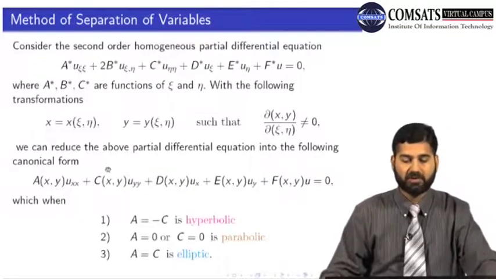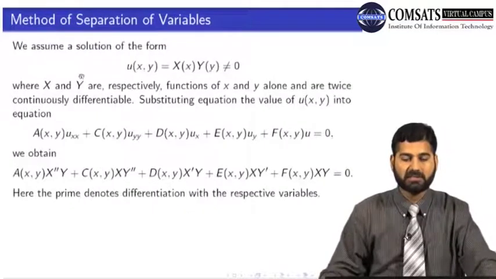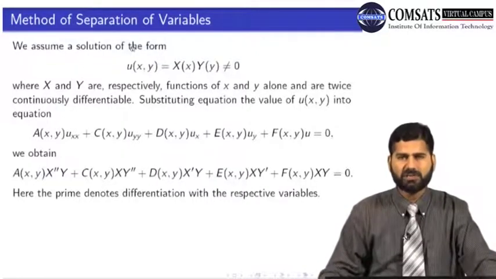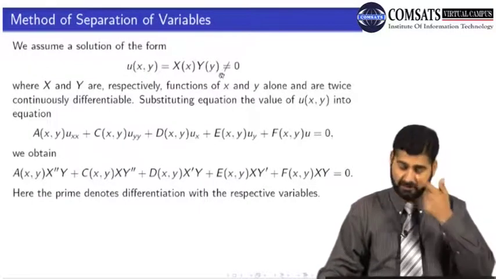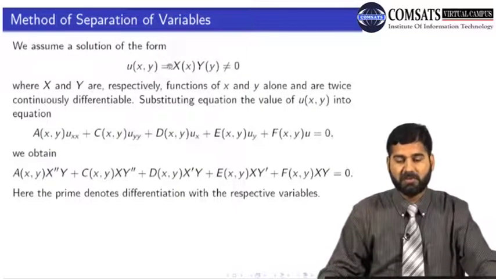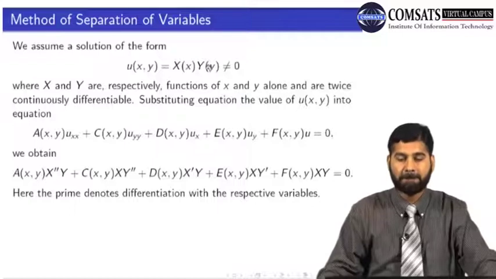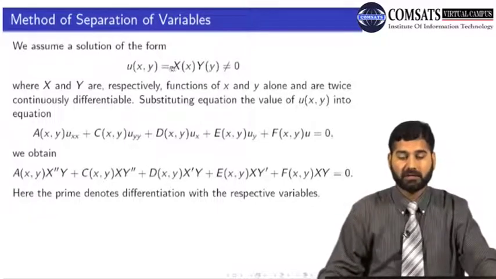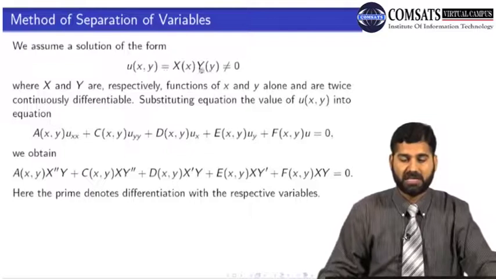This is the canonical form we got, that's not a problem. So what is the method of separation of variables? What we do is, we assume the solution u(x,y) of this form. It's a product solution. One function depends only on x, the other function depends only on y. All right? So we basically are trying to separate the variables.